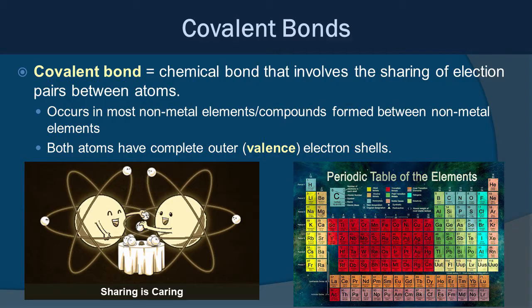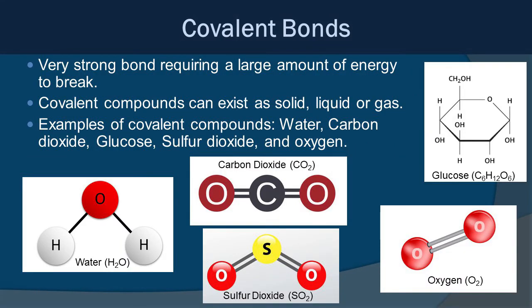and bond with something to get more electrons, or lose an electron in this particular case, because that is where bonding comes into play, gaining and losing electrons or sharing electrons. Now, when we're talking about covalent bonds, we are talking about sharing electrons. Covalent bonds in general are very strong bonds requiring a large amount of energy to break. Covalent compounds can exist as solids, liquids, or gases.